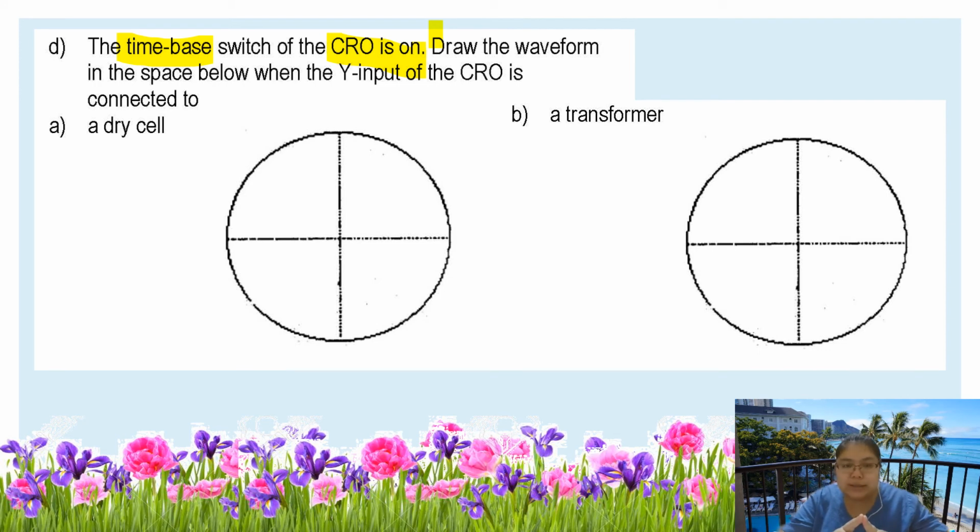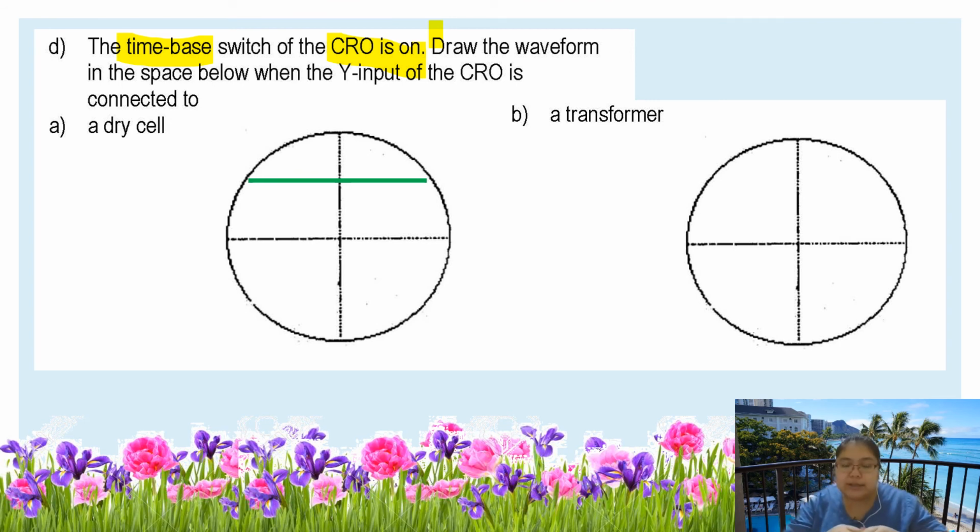Now the question says time base on. So how do you draw? The answer is a horizontal line. You must show the horizontal line above the equilibrium position.